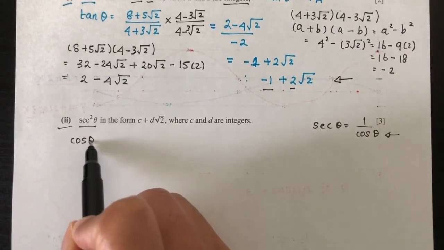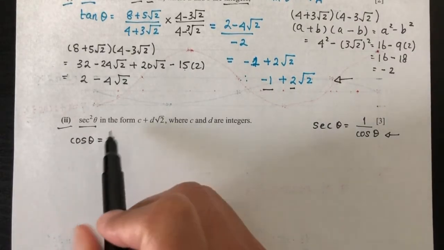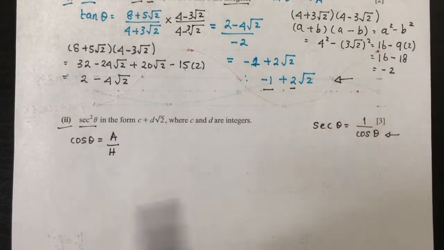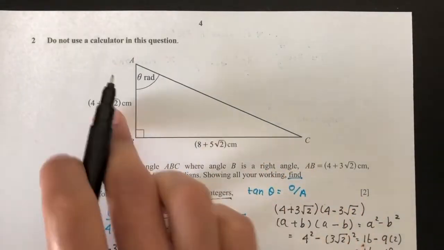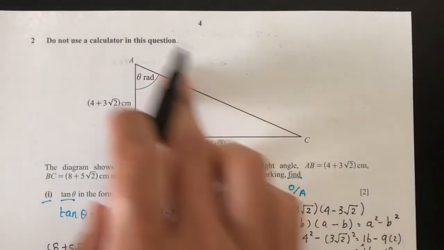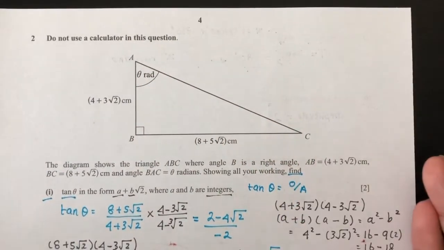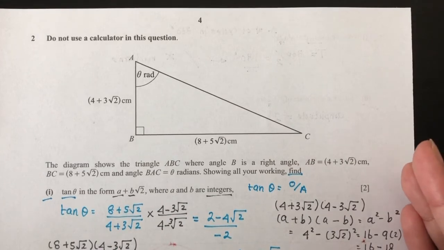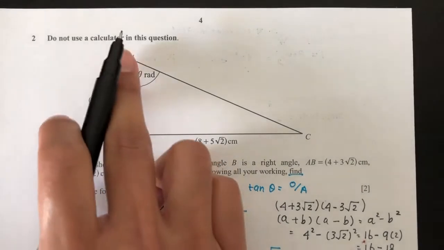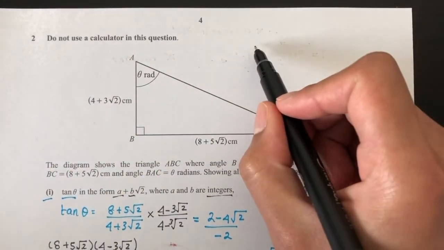So cos theta is equal to what? You would say it is your adjacent side over your hypotenuse. On this diagram, we only have these two, so we have to find this as well. So how do you find the side AC? We can find this by using the Pythagoras theorem, because we have these two sides and we have a right angle triangle.